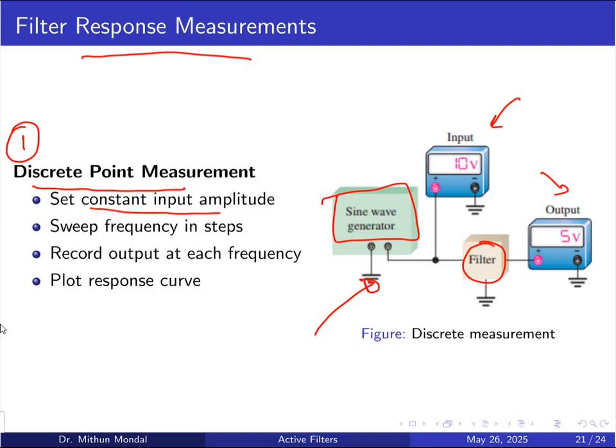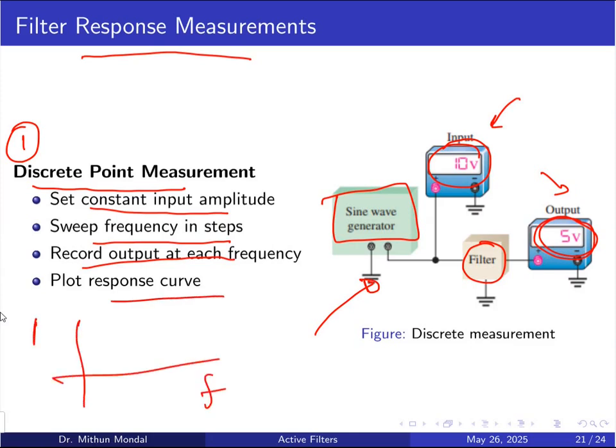So you set a constant input amplitude and then sweep the frequency in steps from the lower frequency to higher frequency. Record the output at each frequency, and then plot the response curve. So this will be the plot, and this would be the voltage gain, and you will get a certain plot for different frequency ranges.